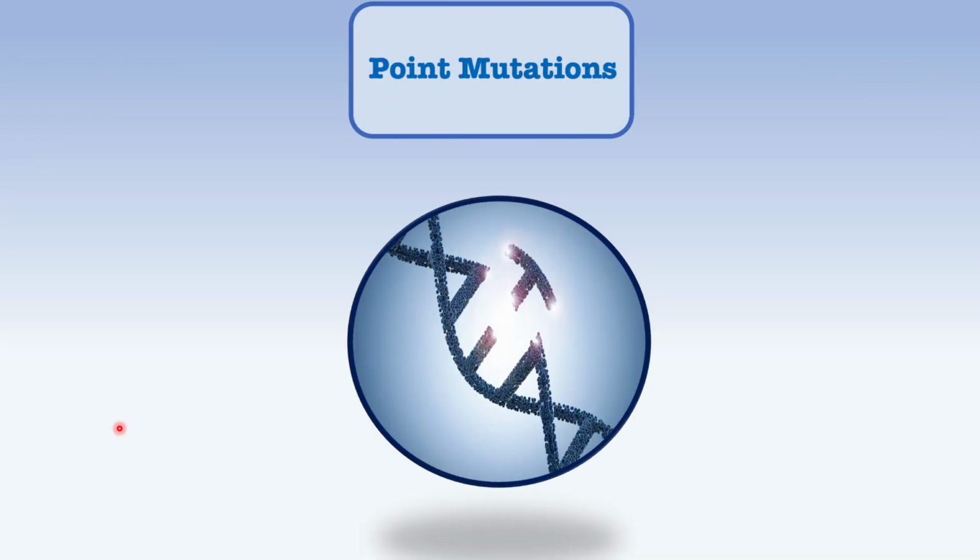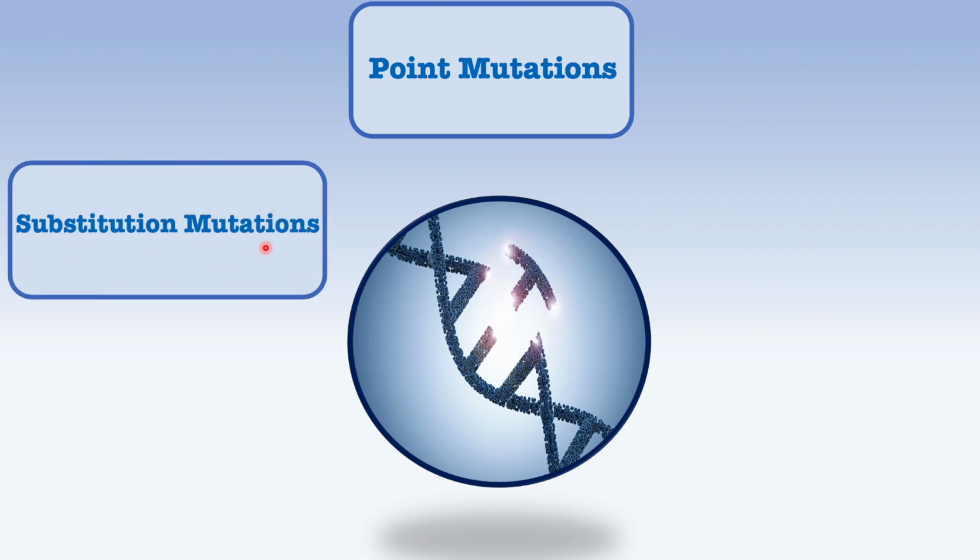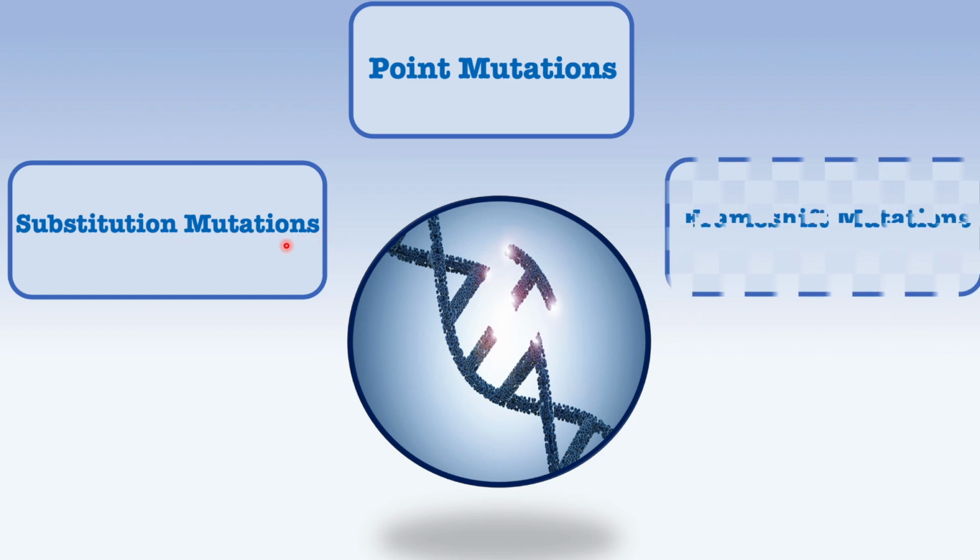Gene mutations are changes in the DNA sequence that can affect how a gene functions. Point mutations involve changes in a single nucleotide and are of two main types. The first one is the substitution mutations, where one nucleotide is replaced with another. And the other type is frameshift mutations. This often results in a completely different and usually non-functional protein.